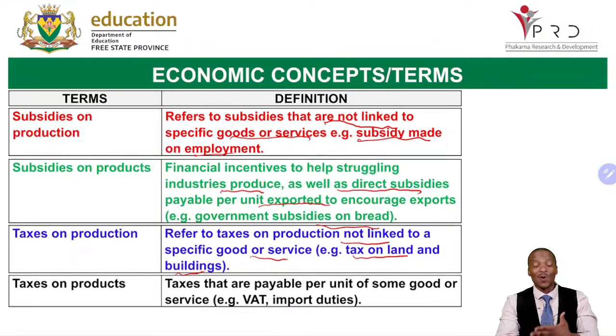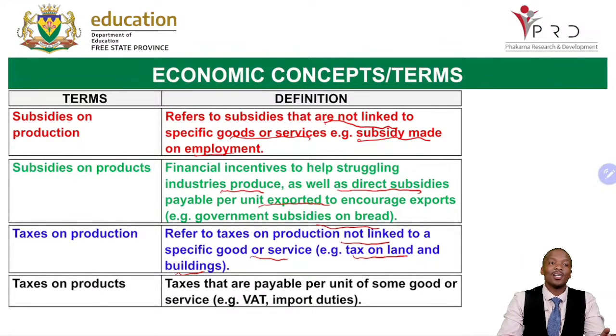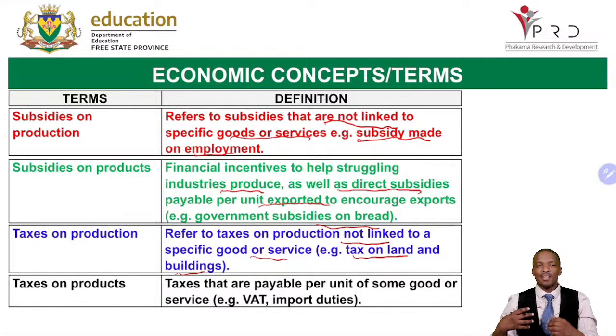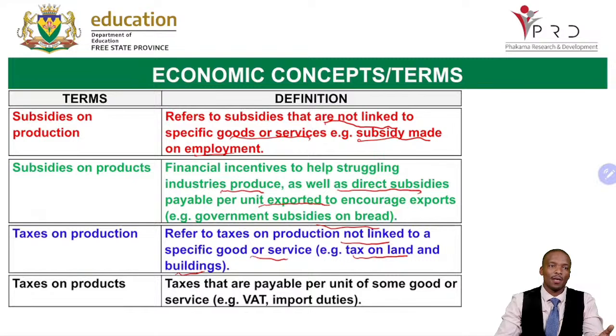The one that you and I know is taxes on products, where we are saying these are the taxes that are payable per unit of certain goods and services, such as what? Value added tax, import duty tax, sugar tax, sin tax. Those are some of the taxes that affect you and I, because they are payable on the final goods and services at the end of the day.